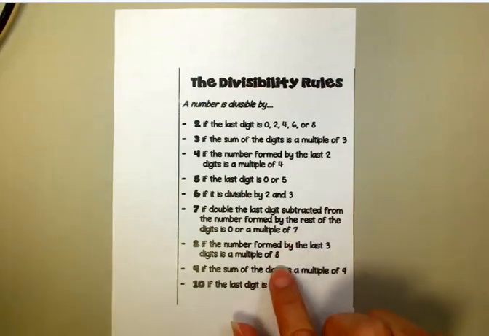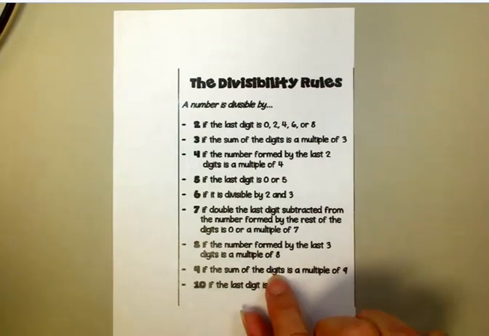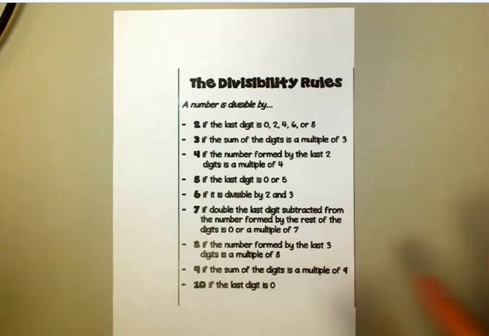If the number formed by the last 3 digits is a multiple of 8, if the sum of the digits is a multiple of 9, if the last digit is 0, it's divisible by 10. So there are your divisibility rules. I think the easiest thing is I'm just going to start walking you through some of the things that you're going to review on your own. I'll do some of them with you, and then you can do the rest of them on your own for practice.